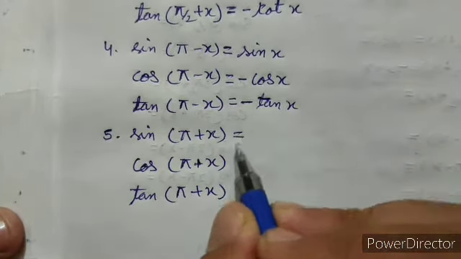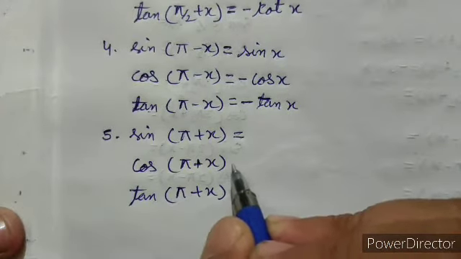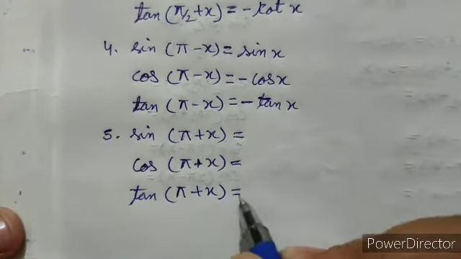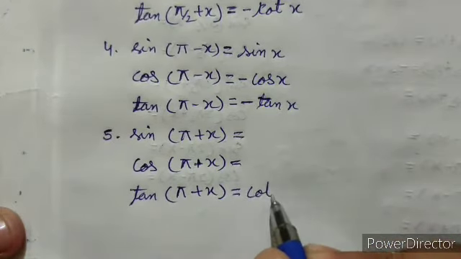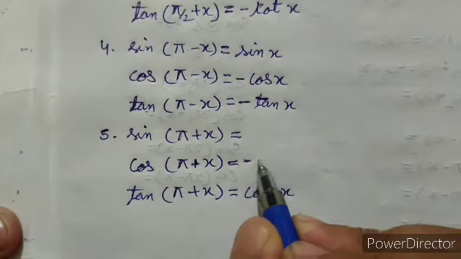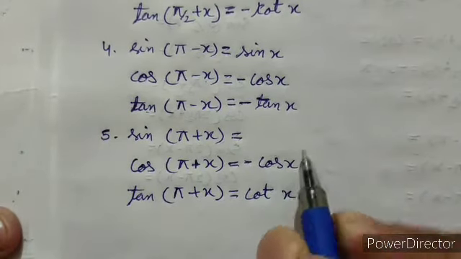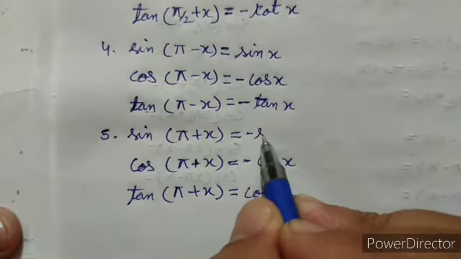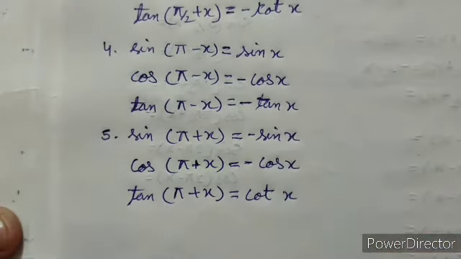Now pi plus x will come in the third quadrant, and in the third quadrant tan and cot are positive. So tan pi plus x will be equal to tan x, cos pi plus x will be minus cos x, and sin pi plus x will be equal to minus sin x.